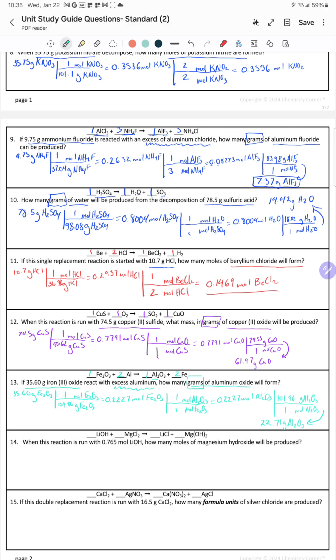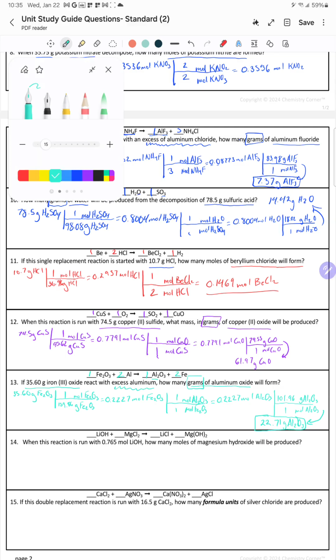There we go. That is our answer. All right, and last few. Let's go. Let's go lighter blue. Why not?